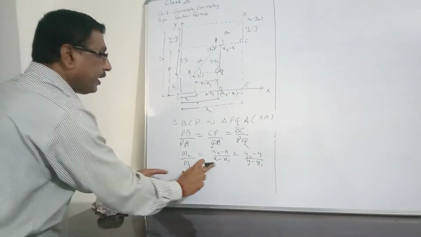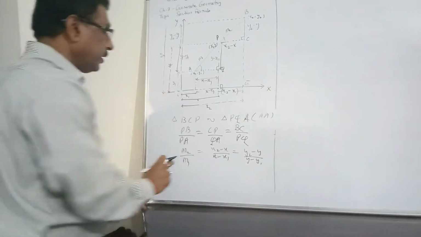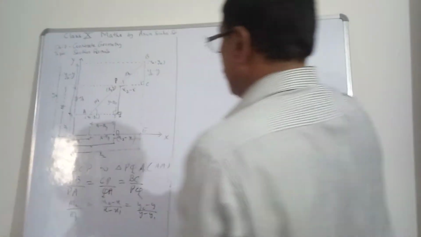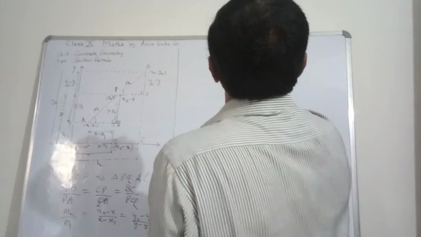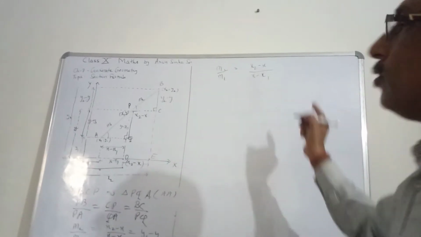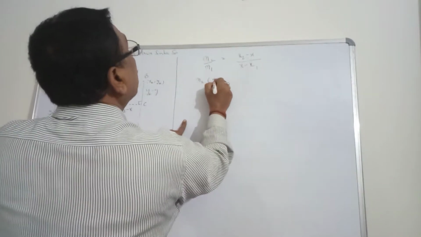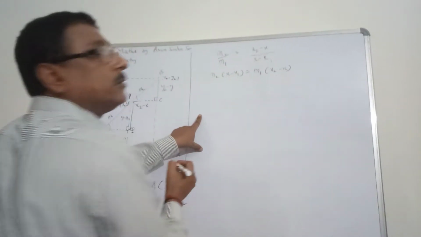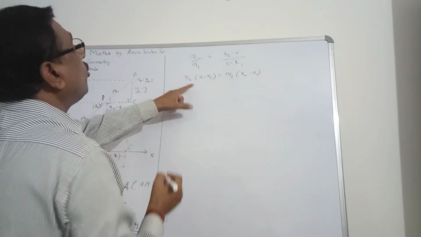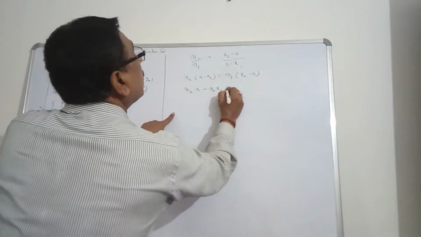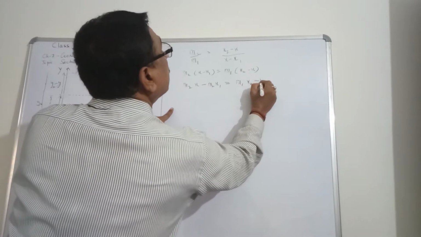Now we will take this one and this as two different cases. M2 upon M1 is equal to x2 minus x upon x minus x1. So now just cross multiply. What will you get children? You will get M2 times x minus x1 is equal to M1 times x2 minus x. Okay children. So you have cross multiplied. Let's open the bracket. M2x minus M2x1 is equal to M1x2 minus M1x.